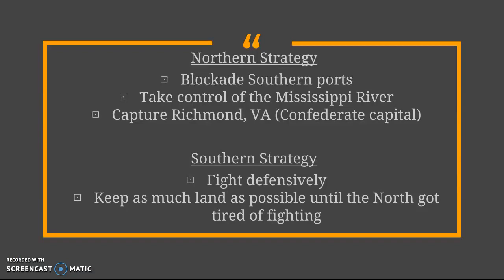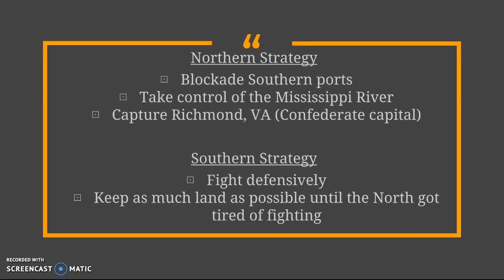Now, in order for the North to meet their goals, they had three main components of their military strategy. The first was to blockade southern ports, which means to prevent items from coming in and out. This would really damage the Southern economy because so much of it was based upon exporting cotton and importing other resources. And as we talked about, the North had a much stronger navy, so this seemed a very achievable goal.